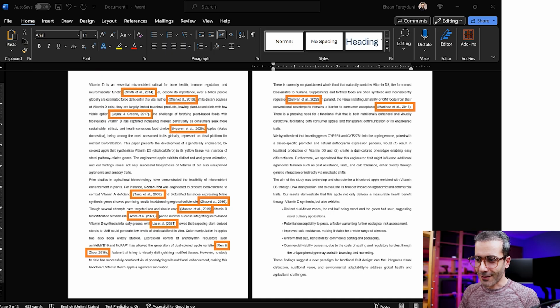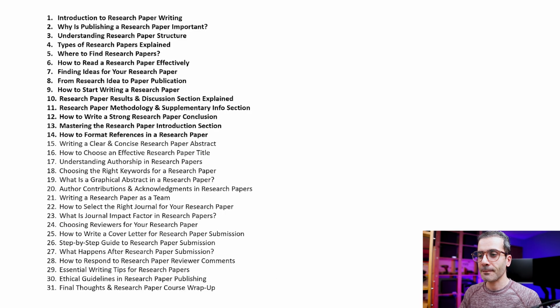And last but not least, you know that in the introduction, you have to cite a lot of papers. The more, the better. It builds the credibility, and it shows that you have done your own research. You went and read other people's research and found the ones that are related to your project. So you have to cite those papers.